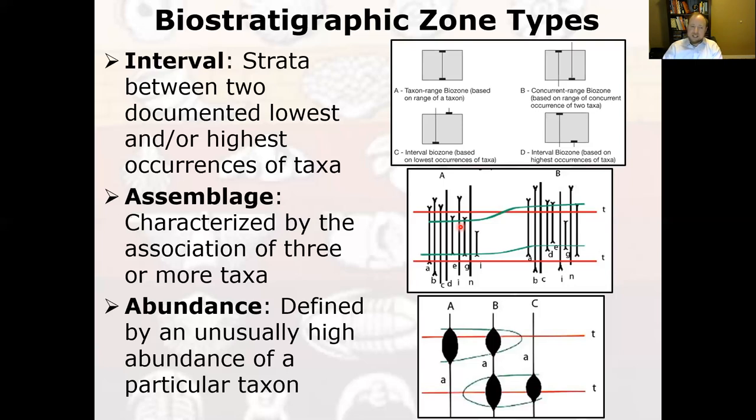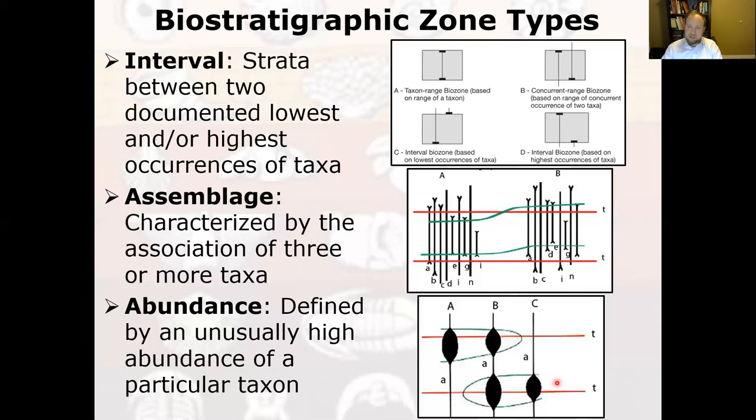And then the third way is defining based on abundance. So this spindle diagram here: there's not a lot of occurrence, not a lot of occurrence, not a lot of occurrence. And then all of a sudden in this section of rock here, there's a lot of this particular organism. At a different locality, there's a similar layer where there's a lot of that organism. You correlate those as an abundance zone. Same thing here, there's an earlier abundance zone down here. So that's the way that we define these biostratigraphic zones.